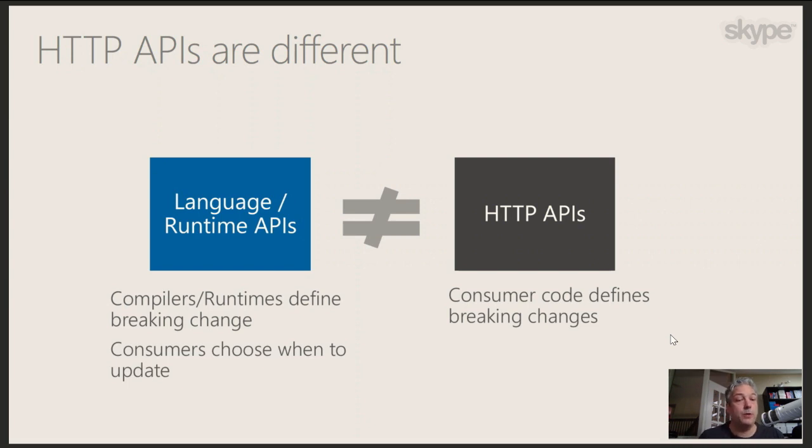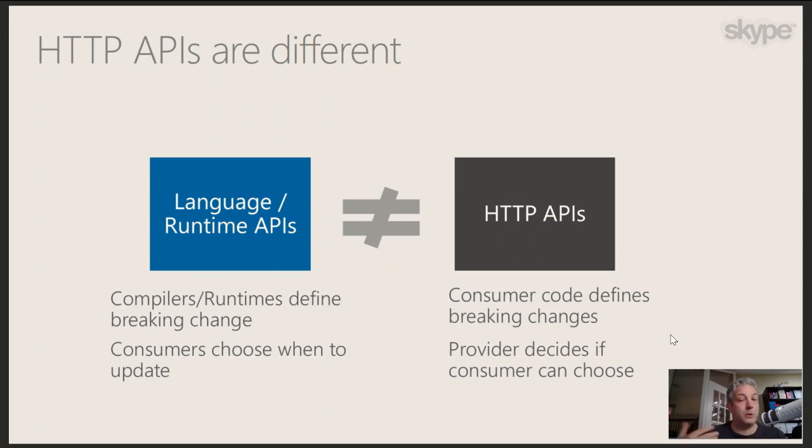In a language and runtime API, if you are producing a new version of that library, consumers have to explicitly go and get it and integrate it into their product. They choose when to update on your new version. Whereas with HTTP APIs, the provider actually decides if the consumer can choose. With an HTTP API, you can change the underlying behavior, and that can get reflected immediately in clients that are already consuming that service.